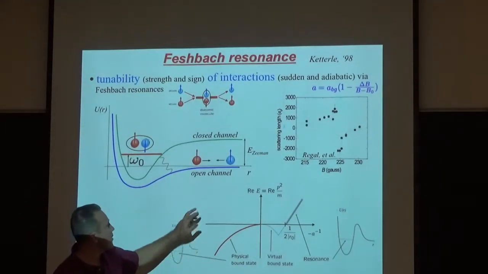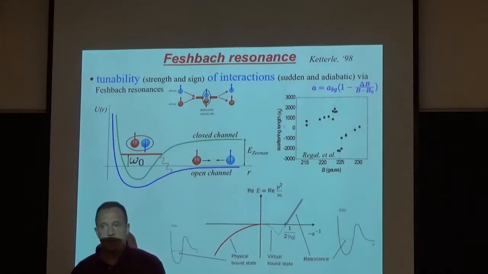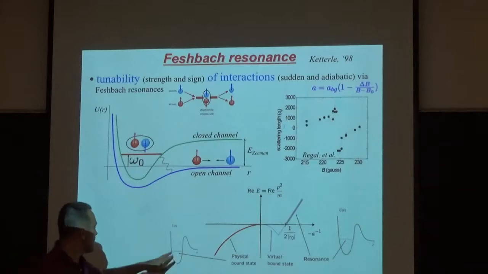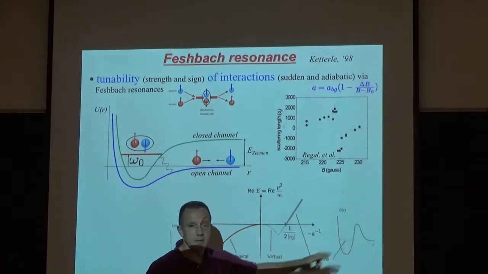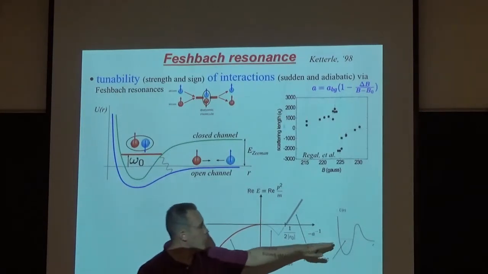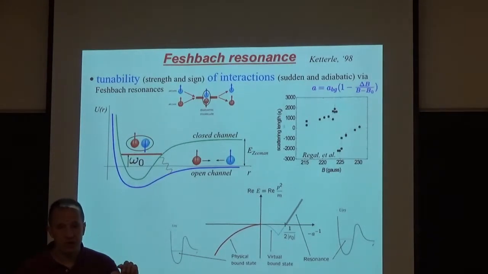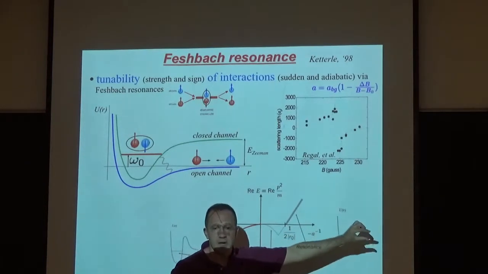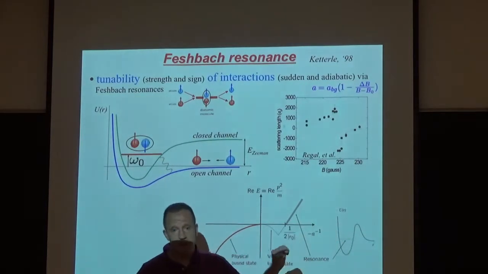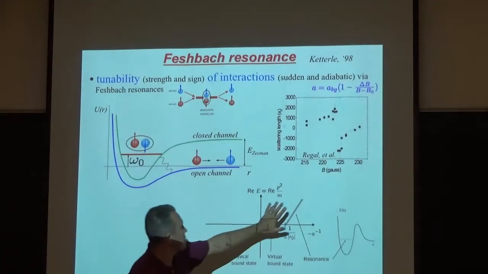Now, if I get rid of the barrier, and Sam asked me about this, or make it small enough, then the lifetime of this thing is so short that I never see a resonance. For any positive energy, I won't see a resonance state, because it leaks out faster than its energy. So this has some energy and it has some lifetime, a tunneling rate. If that tunneling rate is larger than the energy itself, which will happen if I don't have a barrier, then I don't ever see this part.